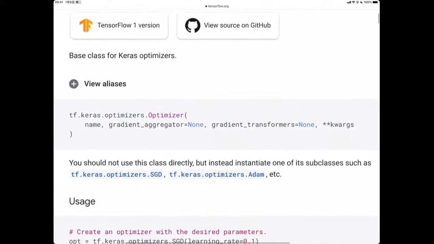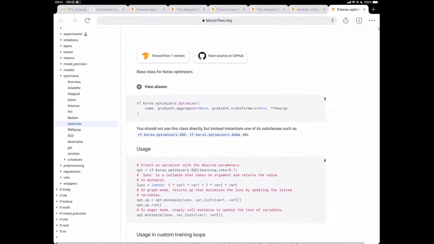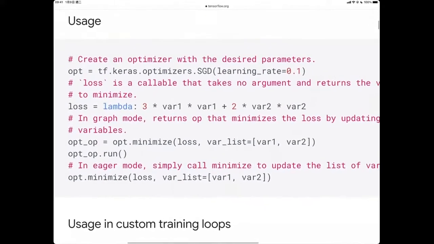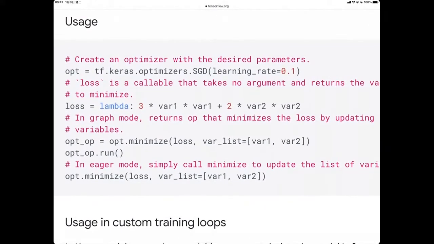So here, in this example, we have the second line, the TensorFlow Keras optimizer SGD. SGD stands for gradient descent, and there's always a parameter called learning rate. Here it is 0.1. So OPT is the object, and it's from the SGD class. How do we run it? After you build up your model, you have your sequence stack.